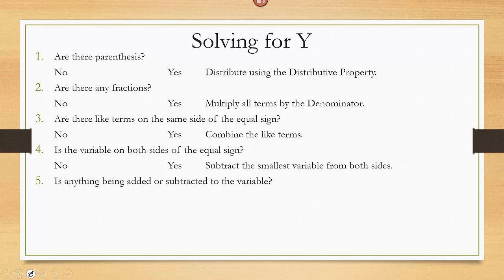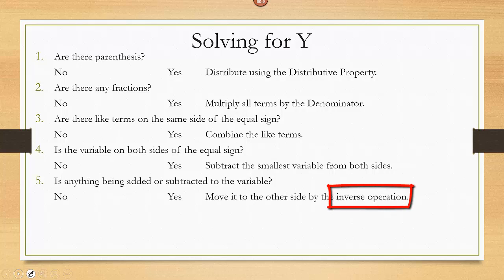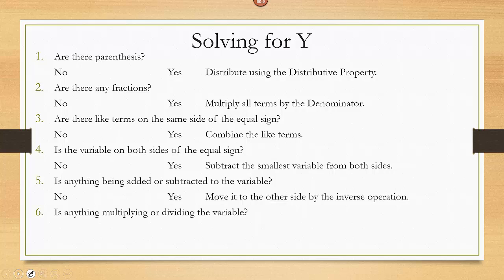Is anything being added or subtracted to the variable for 5? If there isn't, move on to 6. If there is, move it to the other side by the inverse operation. The inverse operation is the operation that reverses the effect of another operation. Example being adding and subtracting. They're opposites. Thus, to move a plus 4 to the other side of the equal sign, subtract 4 from both sides.